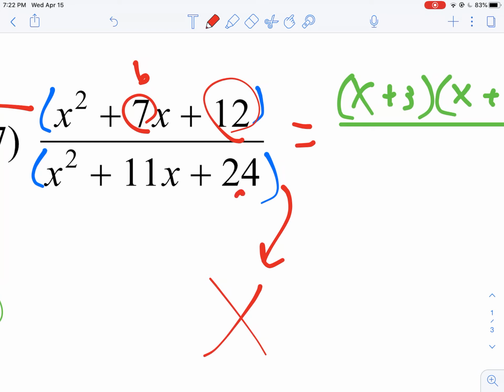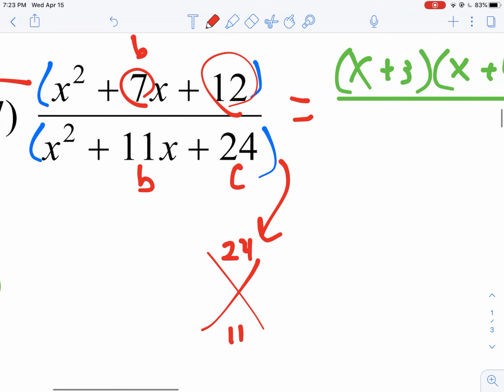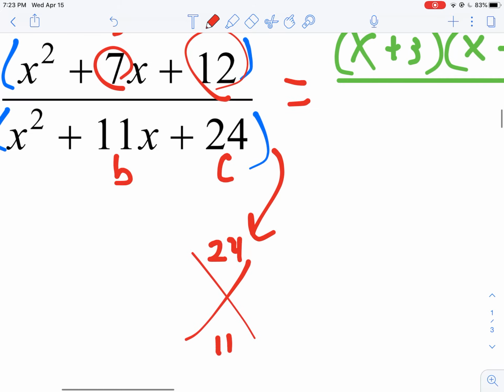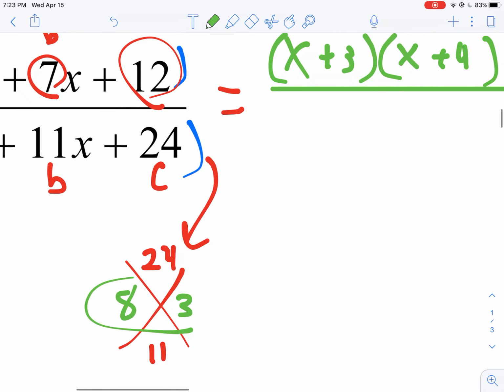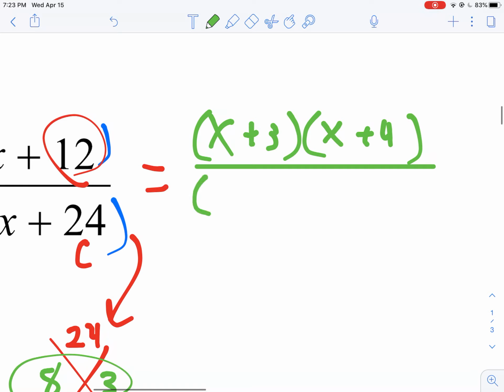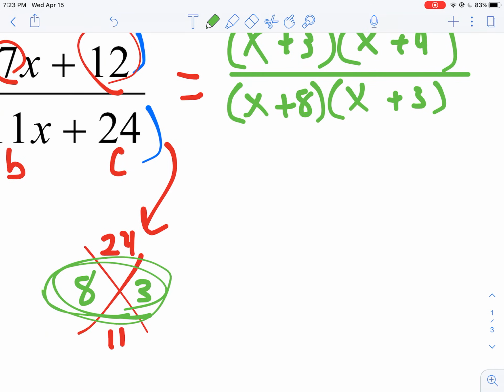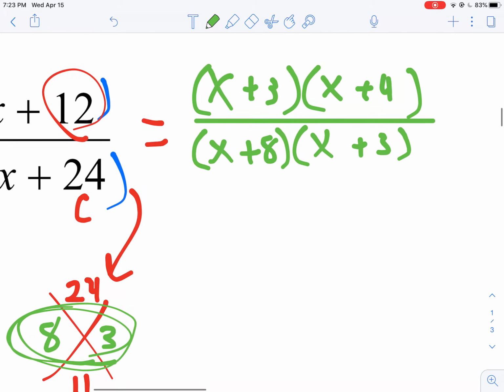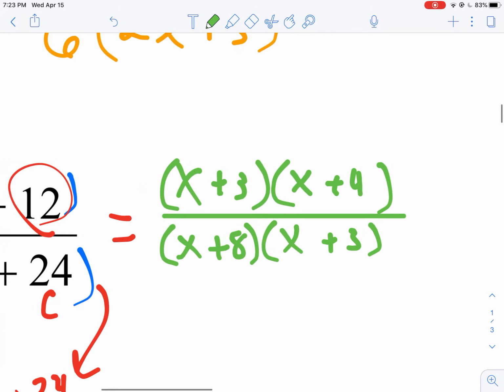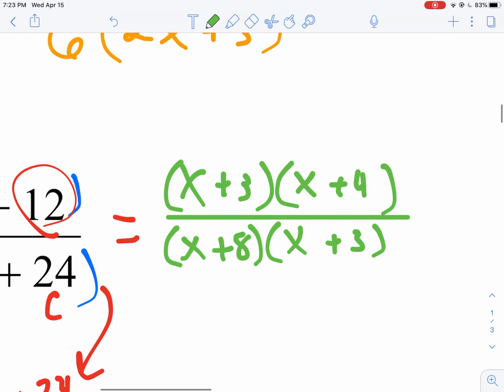Here's my x. The c goes on top. The b goes on bottom. So it multiplies to 24, adds to 11. You could use your multiplication chart for that as well. So my magic numbers are 8 and 3, so I go back. x plus 8, x plus 3. The order doesn't matter as far as the numbers. This 3 and this 8 could be on other sides. It does not matter.